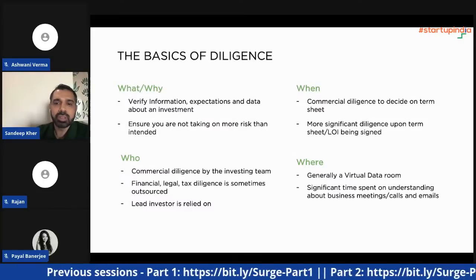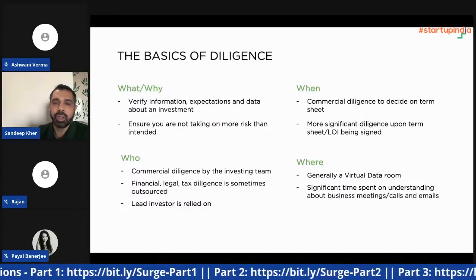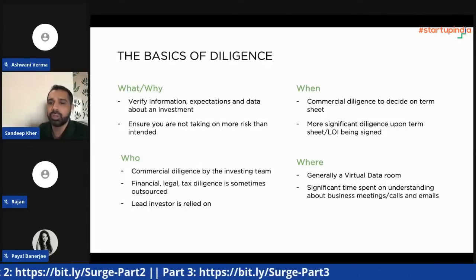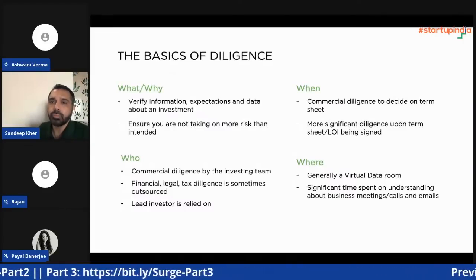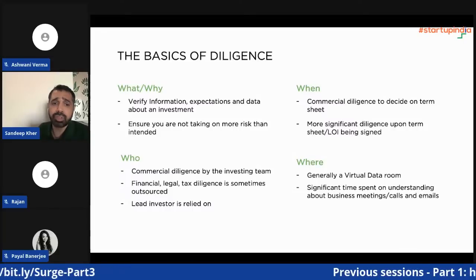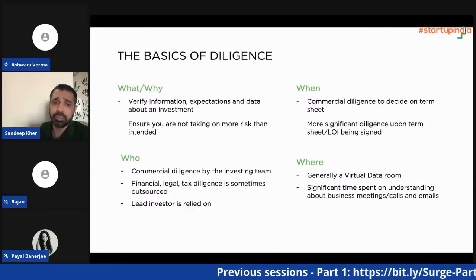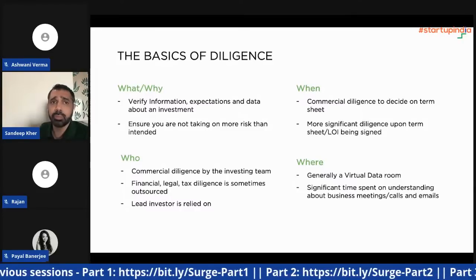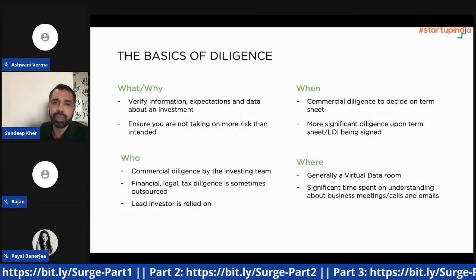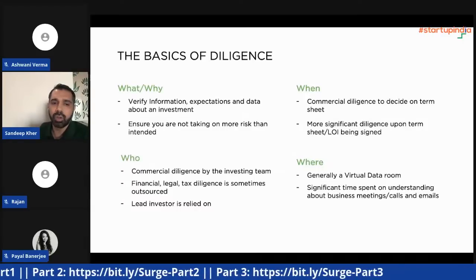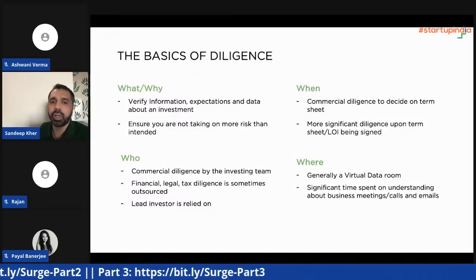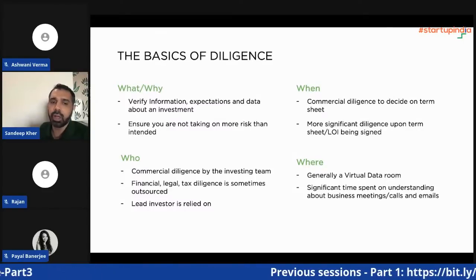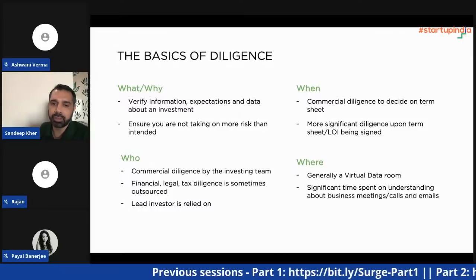When is diligence commissioned? I think Ashwani alluded to that. The start of the diligence process is after the term sheet or the LOI is signed. Generally, the finance, legal, and tax diligences are commissioned to outsourced service providers. It could be the Big Four, the Big Eight, and firms all across. Commercial diligences are normally done by the investing team, and typically the diligences are led by the lead investor.